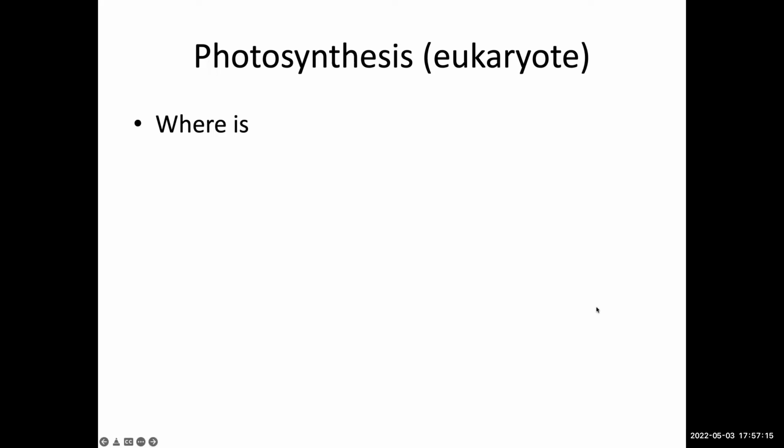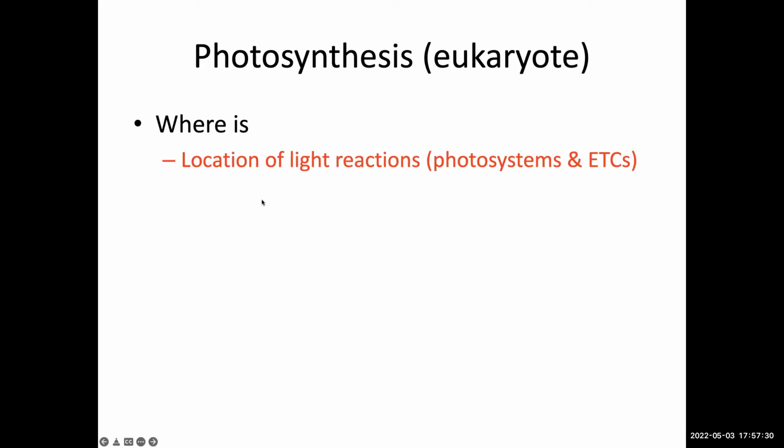So again, we're going to focus on the eukaryotic cell first, which, if you've covered photosynthesis in the past, is most likely the version that you covered, and ask where stuff is happening. So photosynthesis is basically a two-part process.